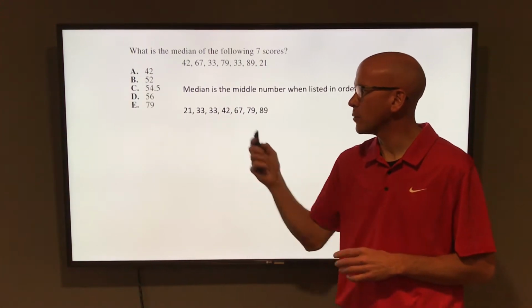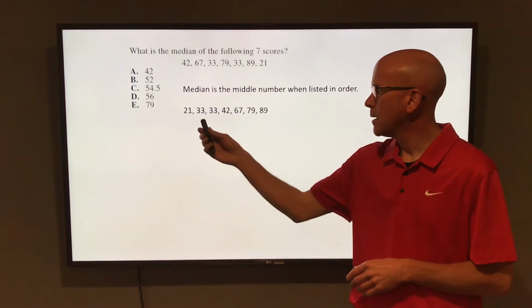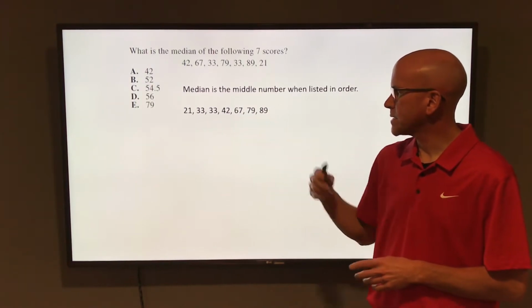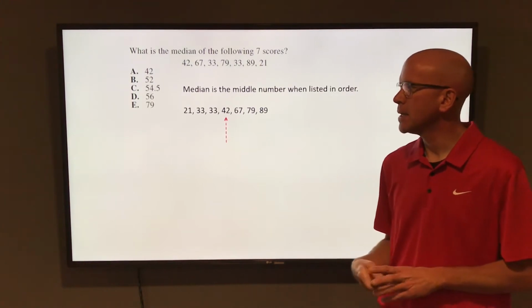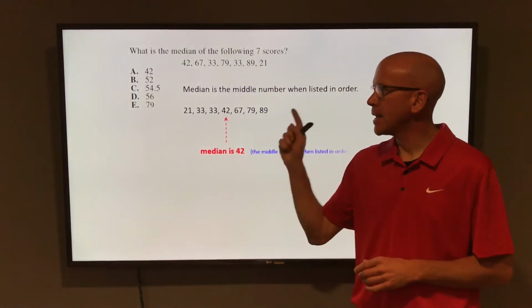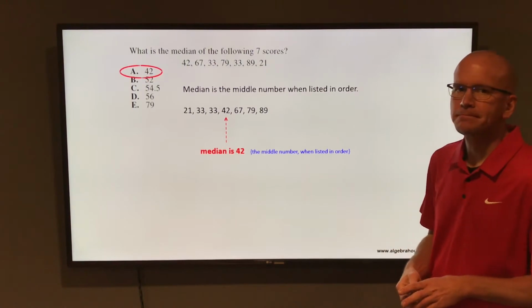So we listed those in order. Now the median is the middle number. There are 7 numbers here, so the median would be that 42. That is the middle number in that list of numbers, and that is letter A, 42.